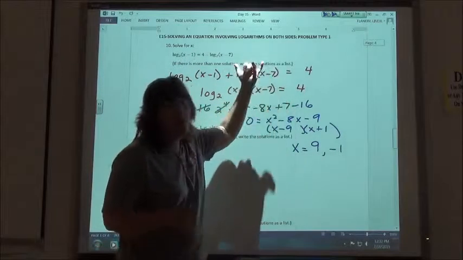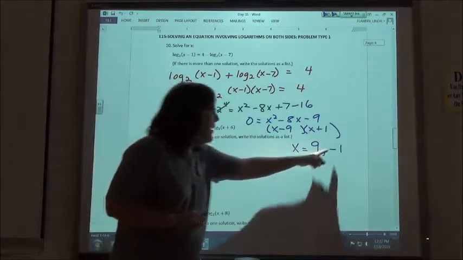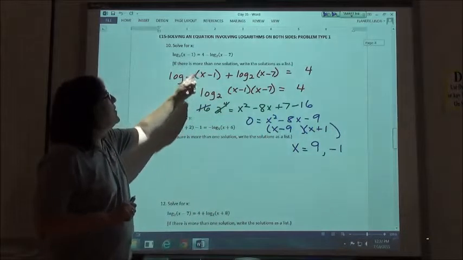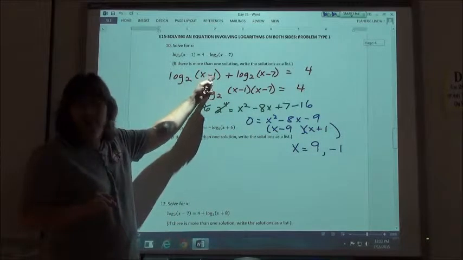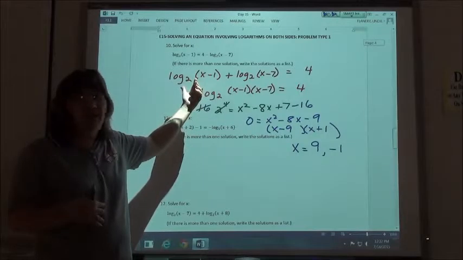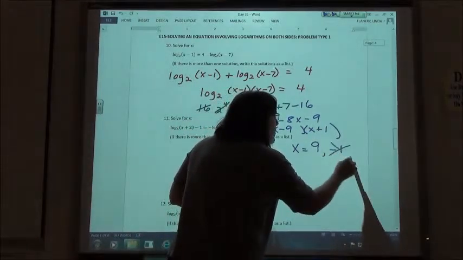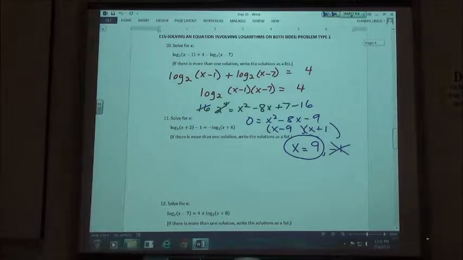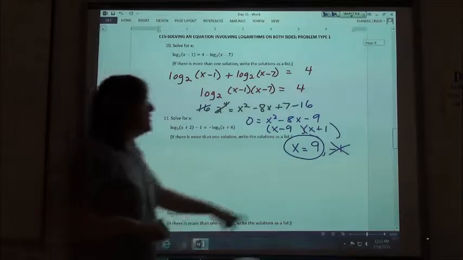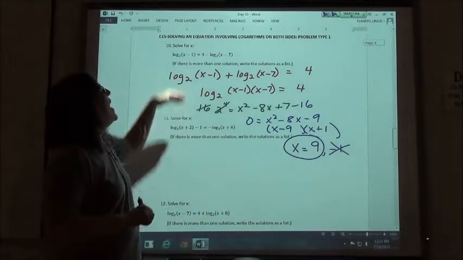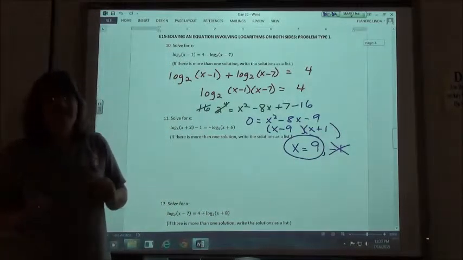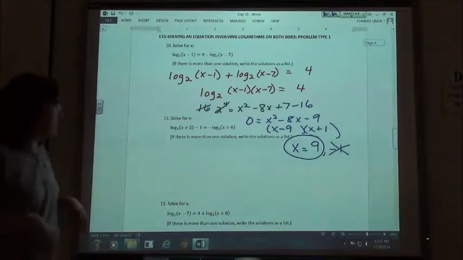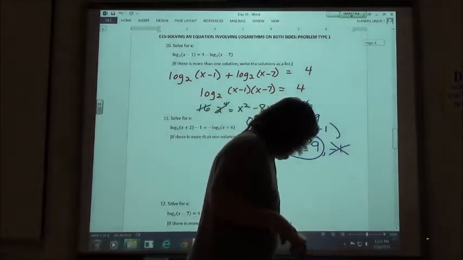9 minus 7 is 2. I can do the log of 2. However, when I put the negative 1 in there, negative 1 minus 1 is negative 2. I can't do the log of a negative number, so I have to get rid of that answer. And so x equals 9 is going to be my only answer on this one. So it's not necessarily that if this is negative, if it's after you substitute it in. If it's still negative, then we got to get rid of it.